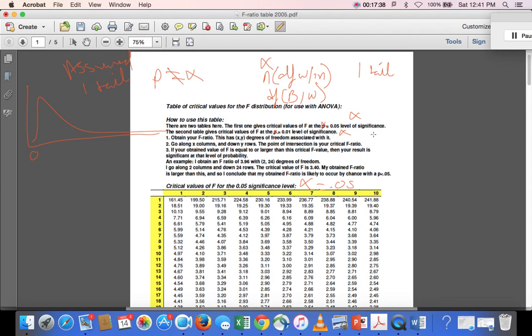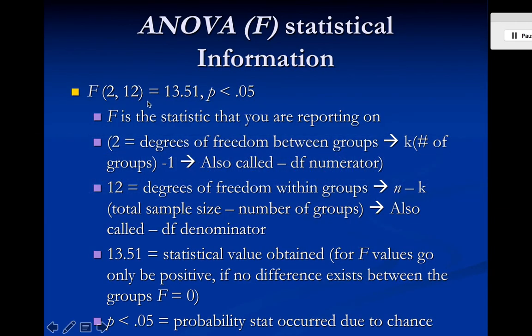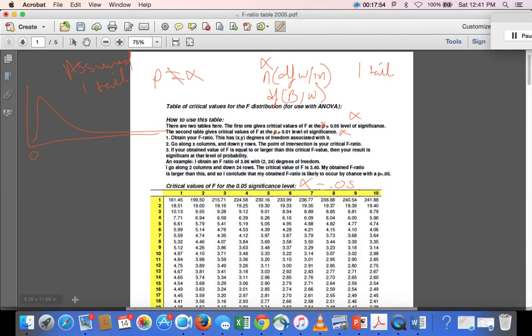So going back to our example of high, moderate, and low anxiety levels on exam performance, my degrees of freedom between groups were a value of 2, and my degrees of freedom within groups were a value of 12. I'm just going to keep those in mind. A value of 2 was my degrees of freedom between groups, and my within groups was a value of 12.